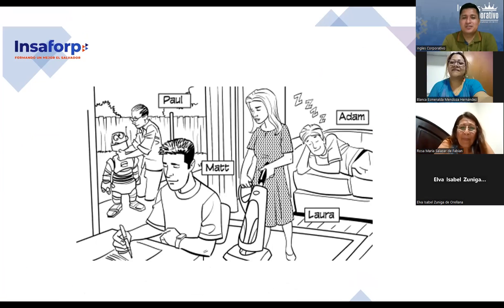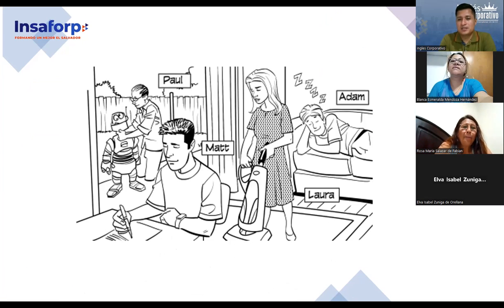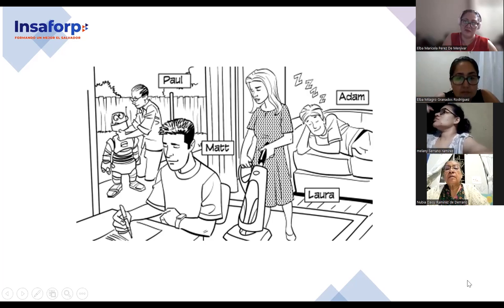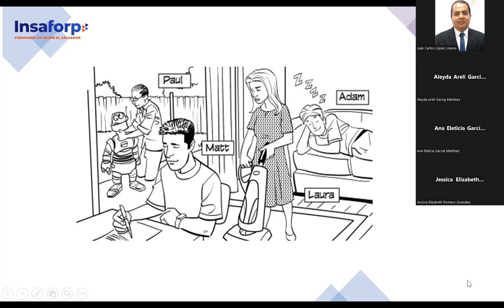Okay. Now let me show you this picture. We have Paul, Adam, Laura, and Matt. Adam está durmiendo. Laura en la vacuum. Matt está escribiendo. Right. Paul. A doctor? Paul, a teacher? Excuse me. Paul, a doctor? No. I don't know. It doesn't look like a person. It's not a person. Oh, maybe.